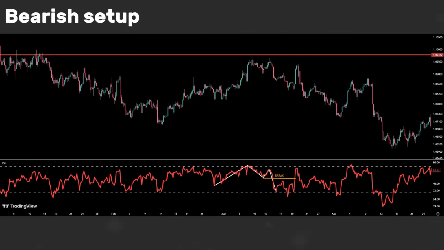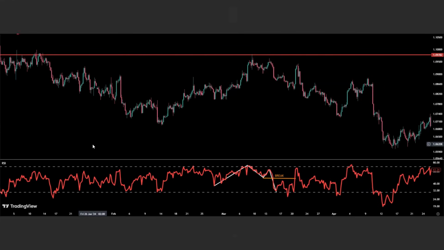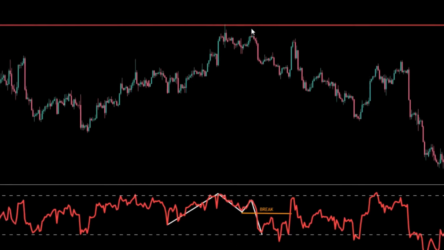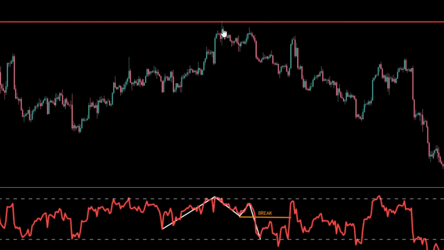Bearish setup. Now let's look at a bearish example. Look at this strong resistance level on this chart. Price has reacted here several times before, so it's a likely reversal area. Price moves up to this resistance, but the candles shrink, showing the upward momentum is slowing. Check the RSI. It makes a high, pulls back, then moves up again. The second high does not exceed the first high.